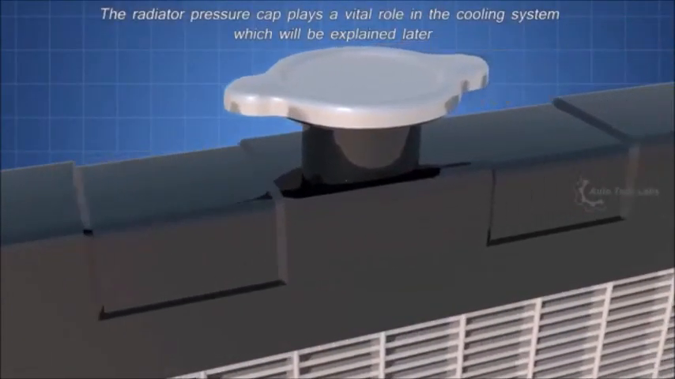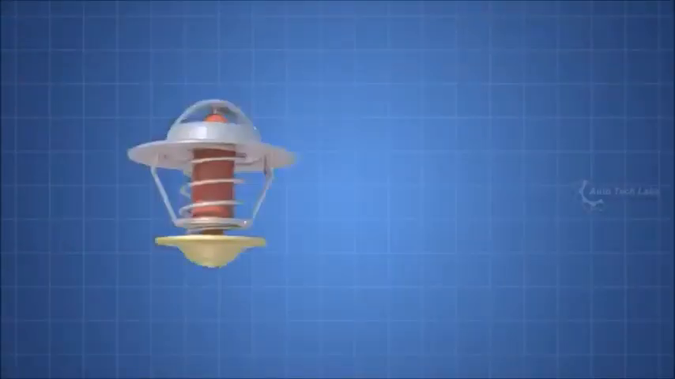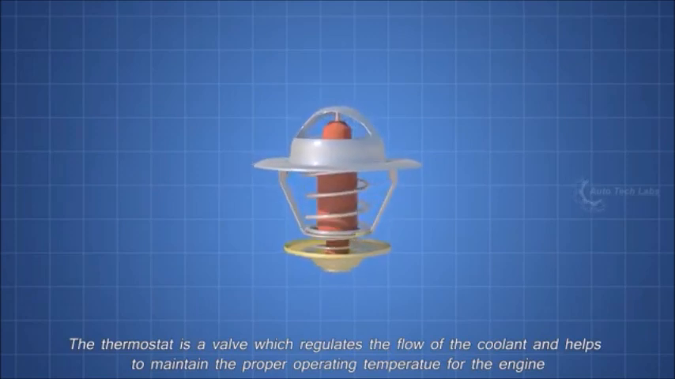If there is too much pressure buildup in the system due to trapped air or other failures, the coolant in the expansion tank will be pushed out through the overflow hose.